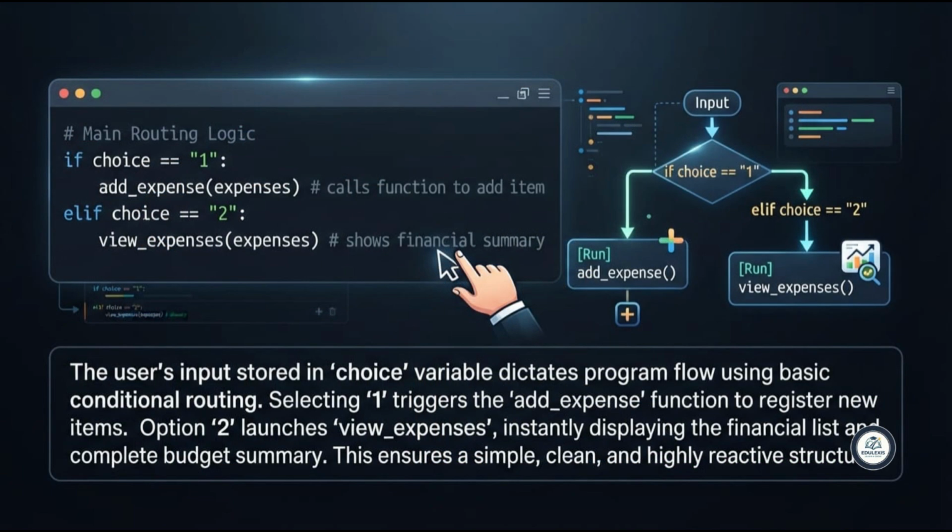With our user's dynamic selection saved inside the choice variable, we use basic conditional routing statements to run our features. First, we test if choice equals 1. If they type 1, we call our add_expense function and pass it our main expenses list to register a new item. Next, we write an if choice equals 2 branch. If they selected option 2, our program launches the view_expenses function, showing them their financial lists and calculating their complete budget summary instantly. This structural flow is simple, clean, and highly reactive.